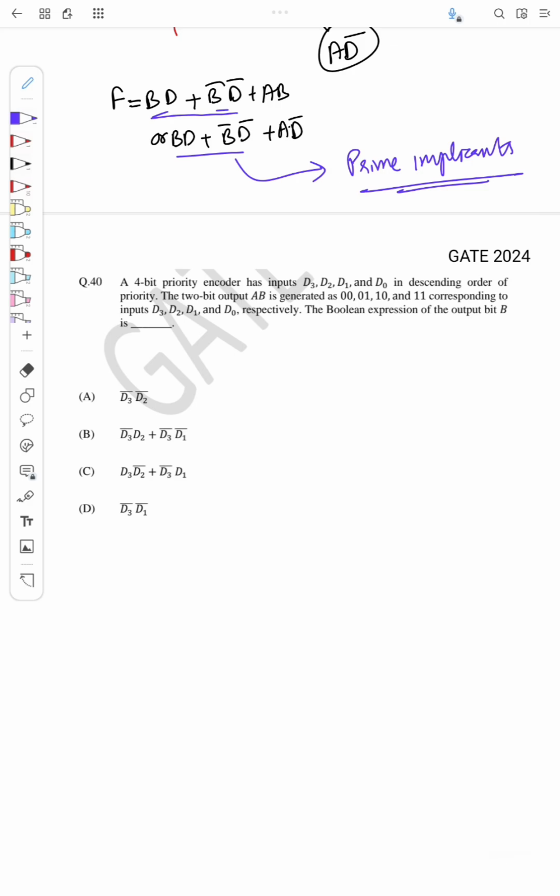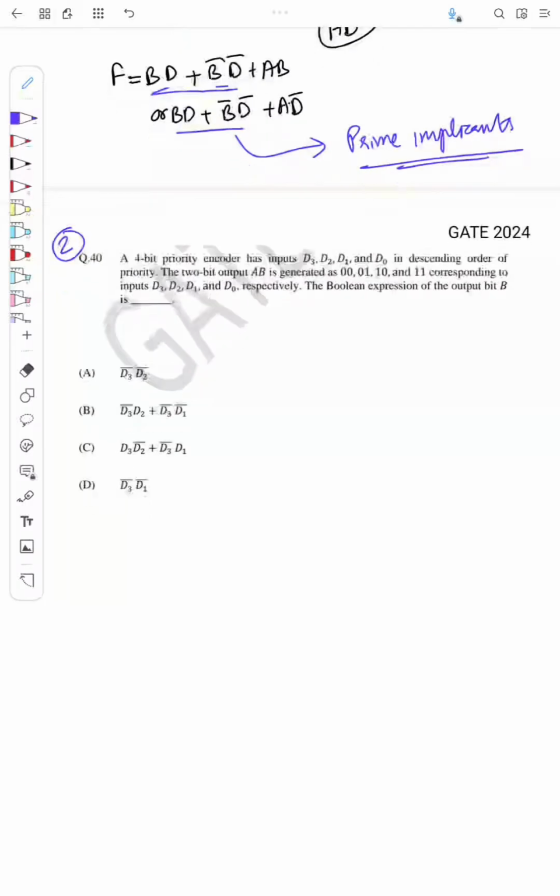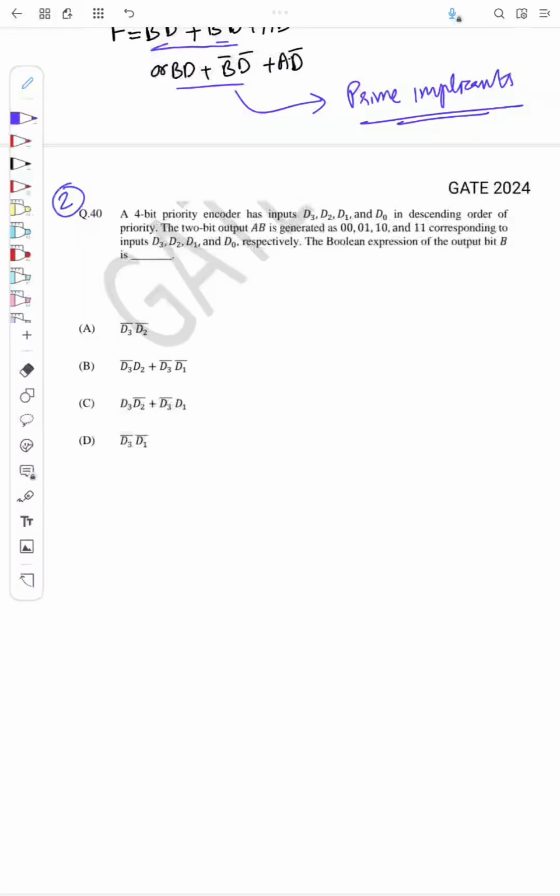Okay, now coming to the second question. It is again from GATE 2024. A 4-bit priority encoder has inputs D3, D2, D1 and D0 in descending order of priority. The 2-bit output AB is generated as 00, 01, 10, 11, corresponding to the inputs D3, D2, D1 and D0 respectively. The Boolean expression of the output bit B is, okay, so the question is, a priority encoder has been given. So input of the priority encoder is D3, D2, D1 and D0, okay, and output is AB.